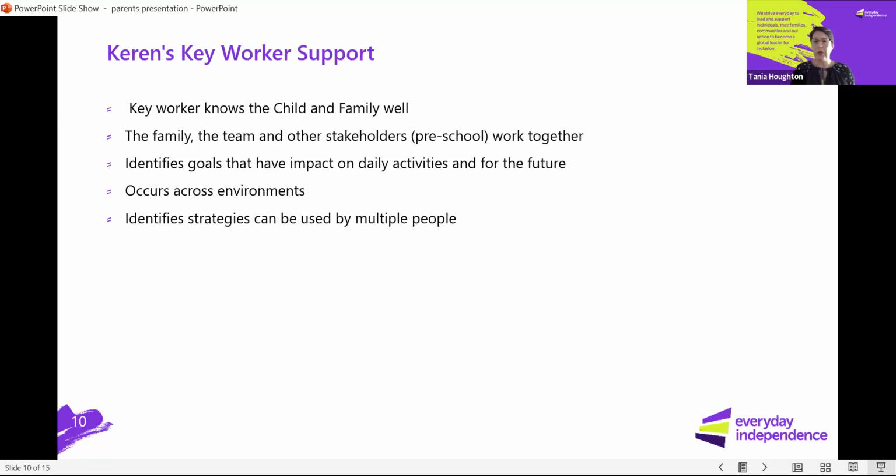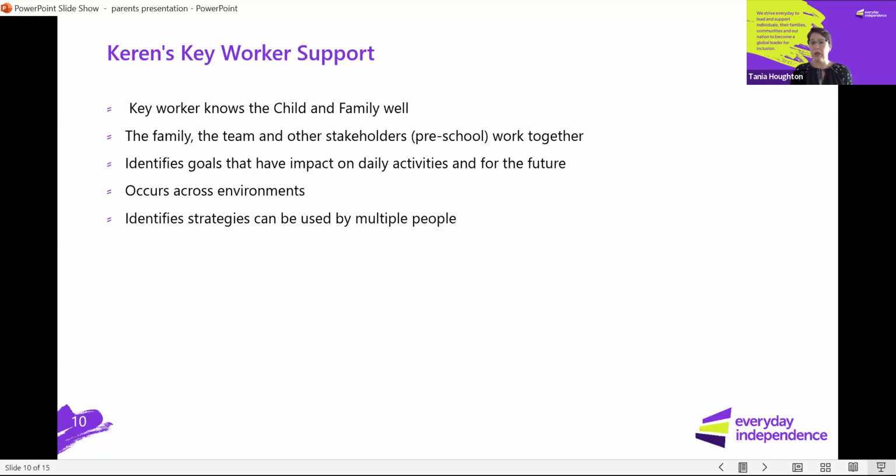You could hear also that Keren was working between the family, supporting mum, and also at the kinder, and ensuring that the strategies worked between the two and they were working together. Keren was really looking at those goals that made an impact now, but also for the future. So in terms of working on toileting, and also looking at the fact that he's going to school in the future and how to support that.